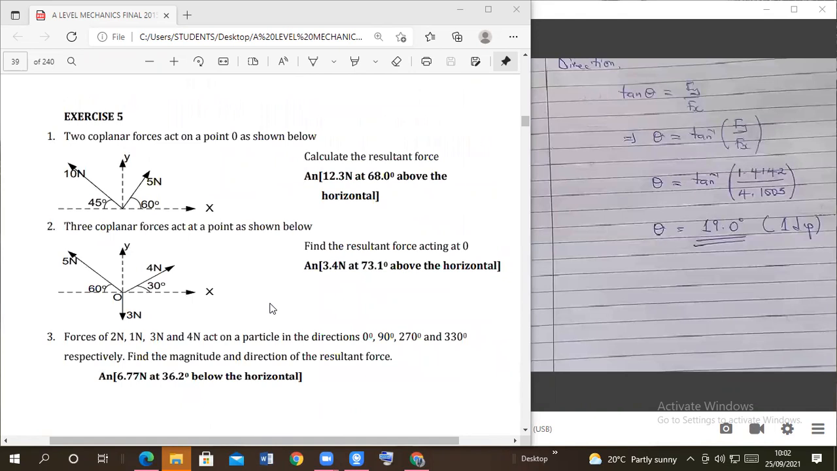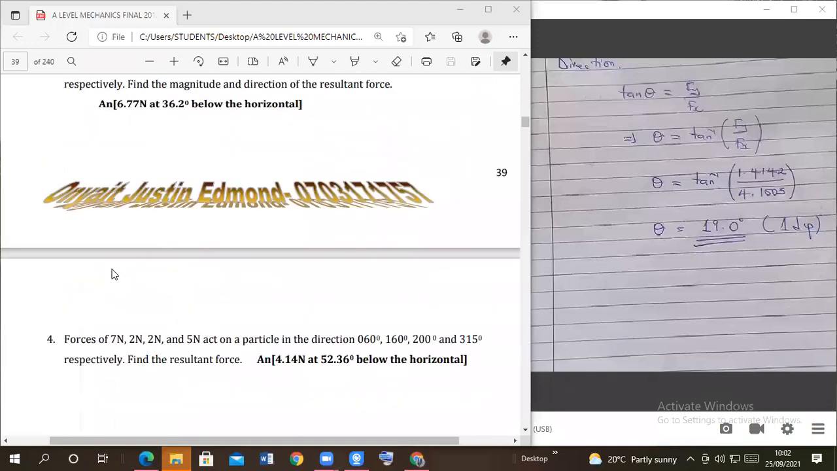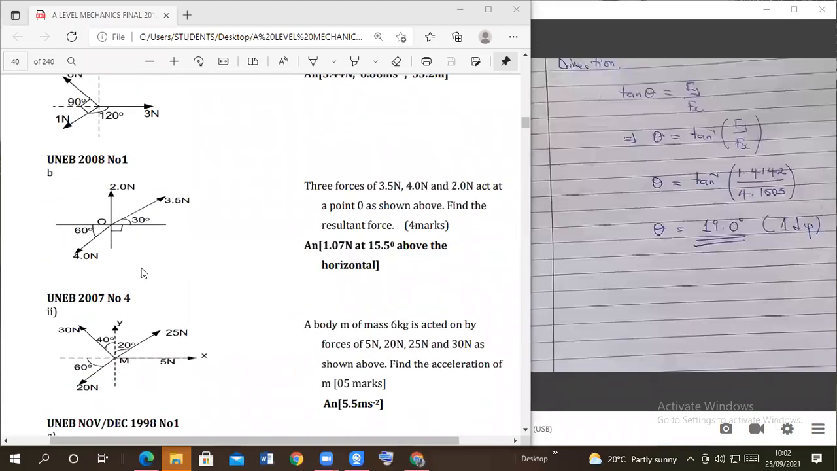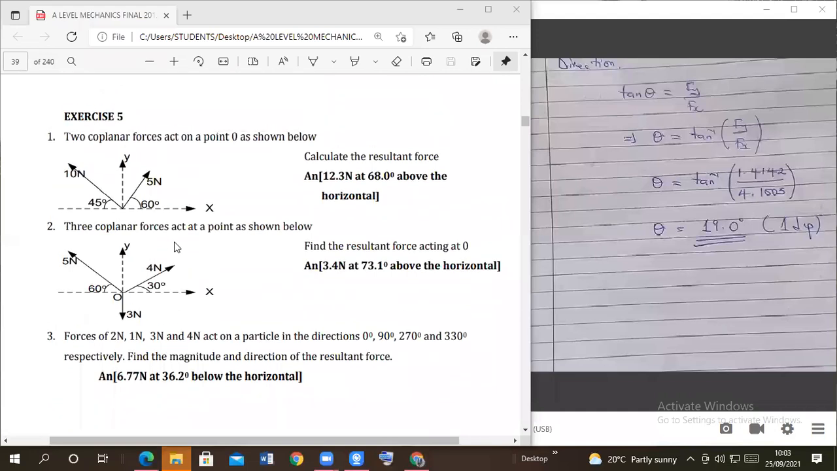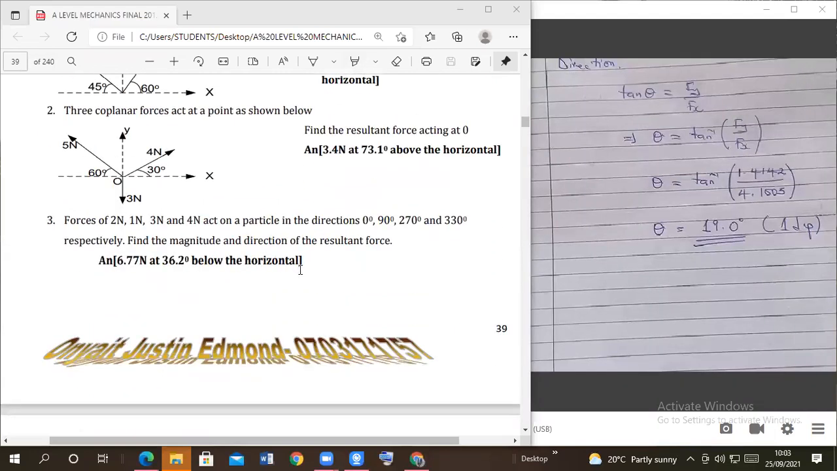Which exercise should we do from there? There are very many questions here. Which one should we do? Members, which one? The third one. Number three. Okay.